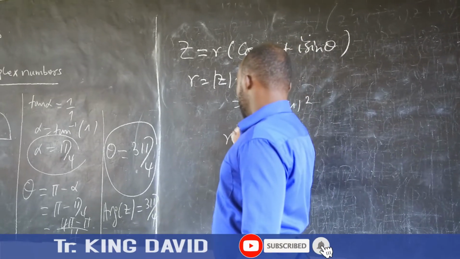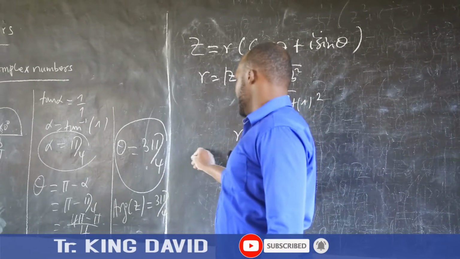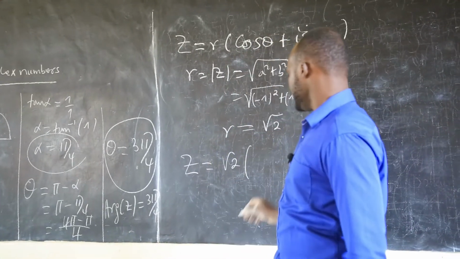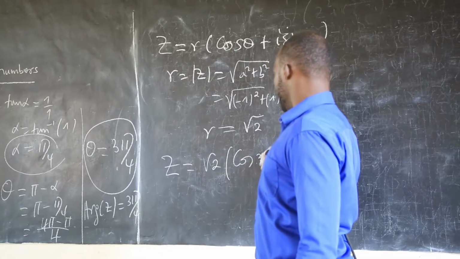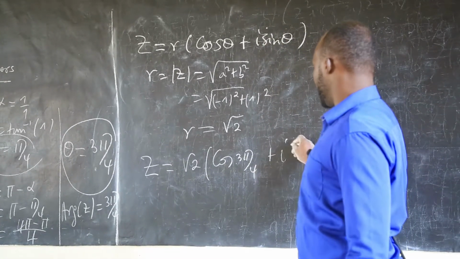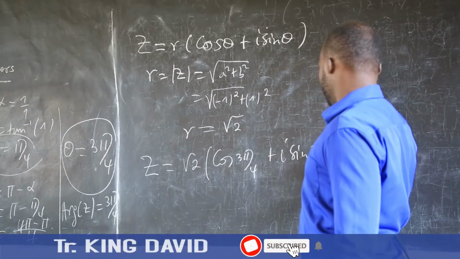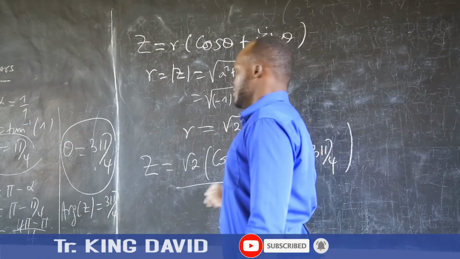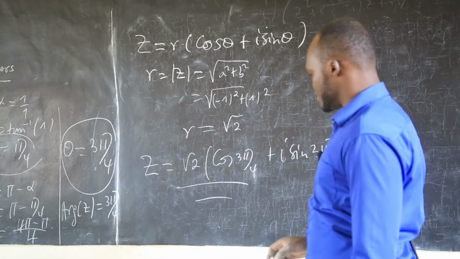So our r is what? Root 2. So z now is root 2 into bracket cos 3 pi over 4, then plus i sine 3 pi over 4. So that is the answer. So that one was C.